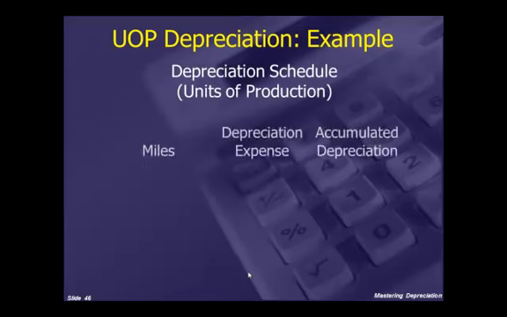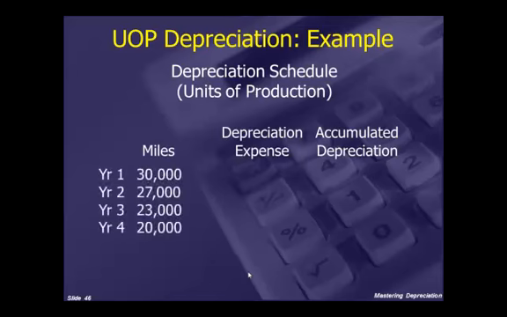Now, for this schedule, we need to know the number of miles driven. Year 1, they're showing 30,000, year 2, 27,000, year 3, 23,000, year 4, 20,000. It just so happens this totals to 100,000 miles. In the real world, it's quite likely that we may have excessive miles above 100,000 in those 4 years, or we may have less, and we'll just continue figuring the depreciation expense until we reach 100,000 miles total, because we cannot go over our depreciable base.